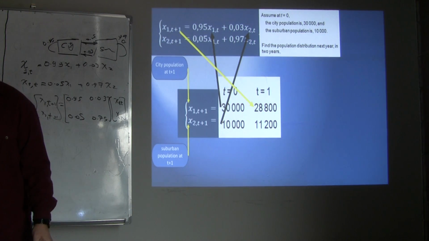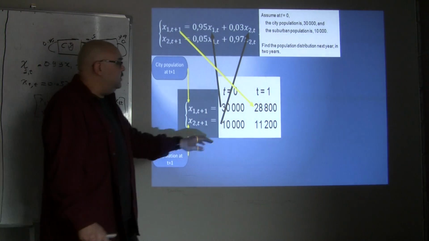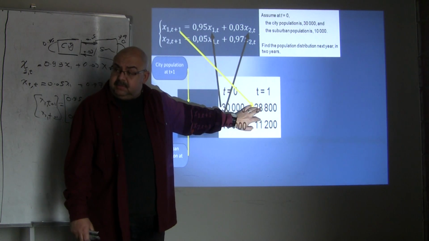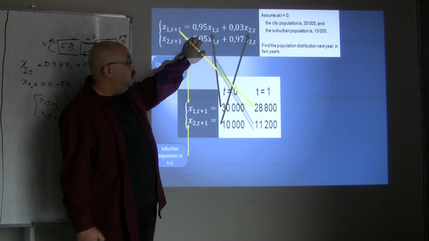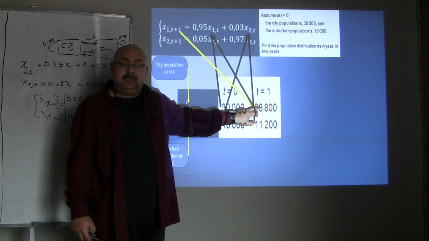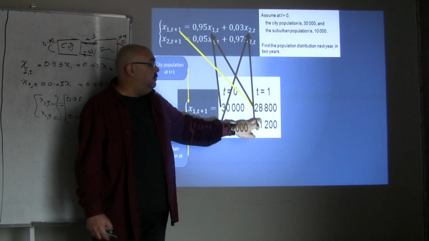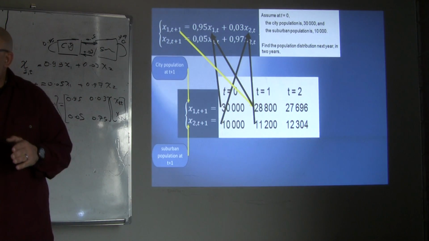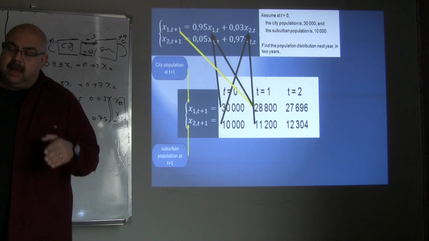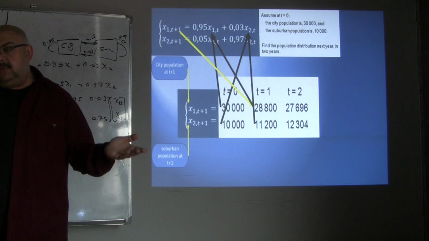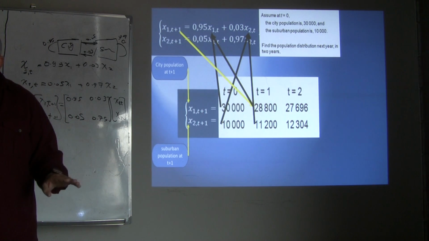I can redo this once more for the second year. I will take these two values of the population of the city and the suburban, and I will do exactly the same substitution, inserting x1 of t as 28,800 and x2 of t as 11,200, and that's the result for the second year. As you can see, as time moves, the city population decreases, and the number of people leaving for the suburbans increases.